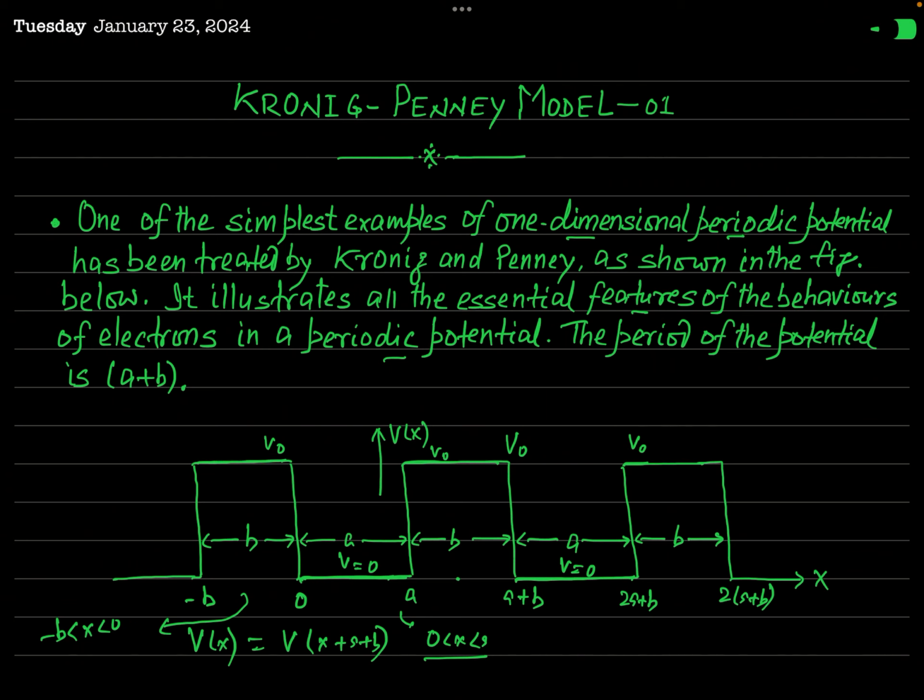Although this model implies a very crude approximation to the type of periodic potential existing inside the lattice. Why do we say that this is a crude approximation?